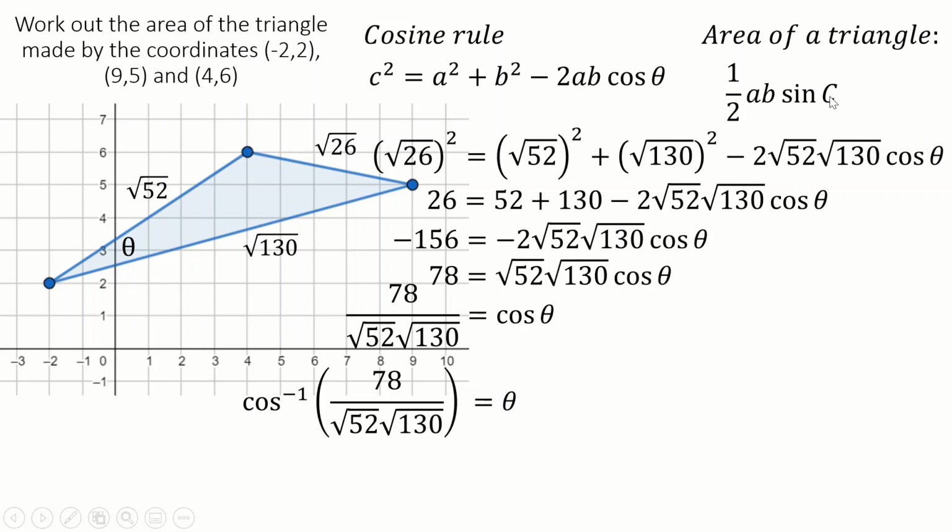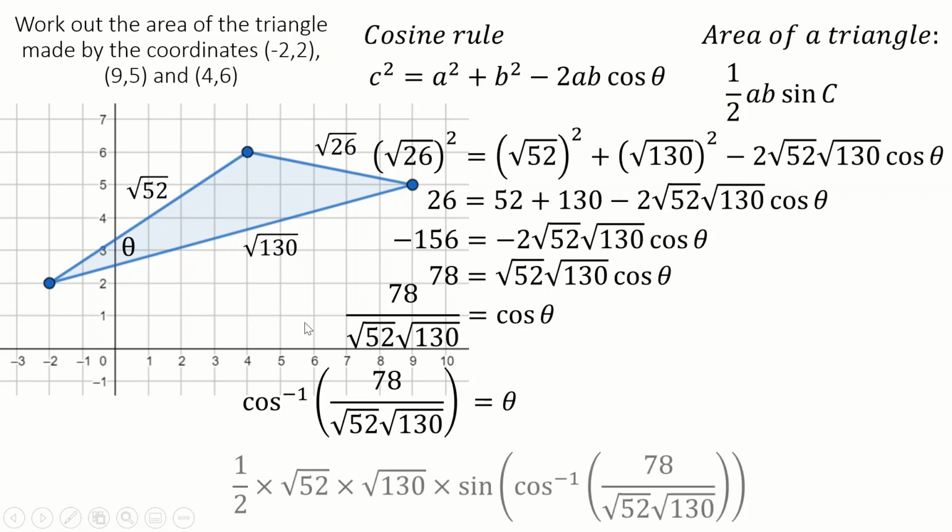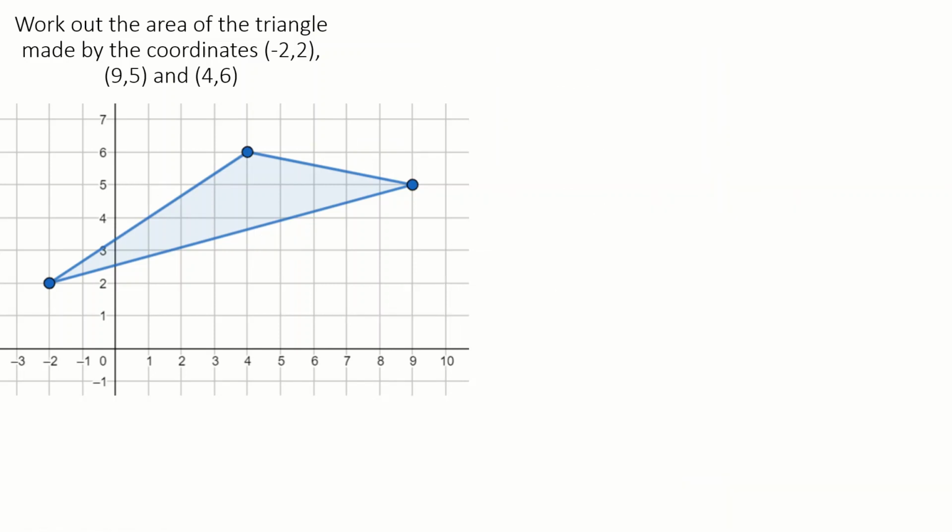Theta, of course, being C here as the angle. So I'm going to do half times A times B times sine of the angle, which I know to be cos inverse of this. Looks a bit messy. You can type that into a calculator and you'll get 13. Good. Moving on to the next method then.